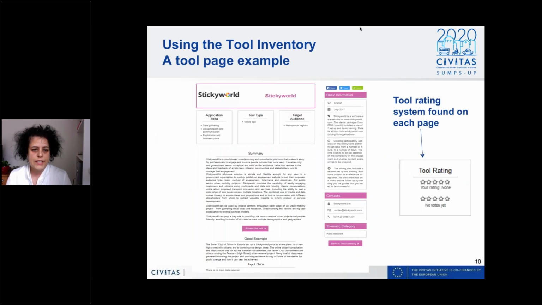Just to give you an example, this is one of the tools. You can read a summary about it. You can select the application areas, so you will see more about this in my following slides. And you can access the tool, or you can just have a good overview of what the tool is all about. You can also rate the tool if you find it useful, which will help us understand how useful these tools are for you as a city or as a mobility practitioner, or in your daily work.